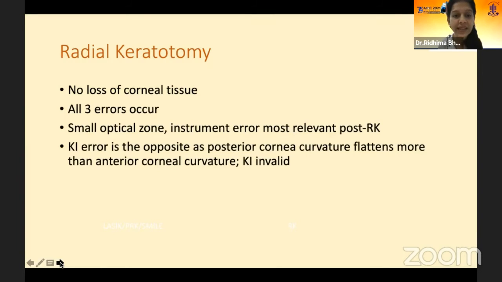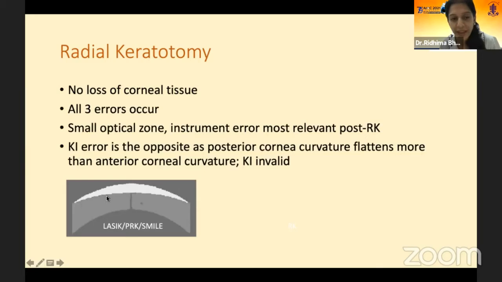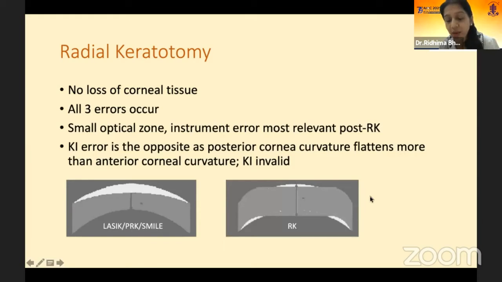The K index: as you see here, after a myopic LASIK or SMILE treatment, only the anterior corneal curvature is flattened. Whereas in RK, with the incisions that we give, there is a flattening of the anterior as well as posterior surfaces. One might think that both are flattened and the ratio remains intact at 1.21, but no, that does not happen, because the posterior corneal curvature flattens even more than the anterior corneal curvature. And the keratometric index of refraction again is invalid.